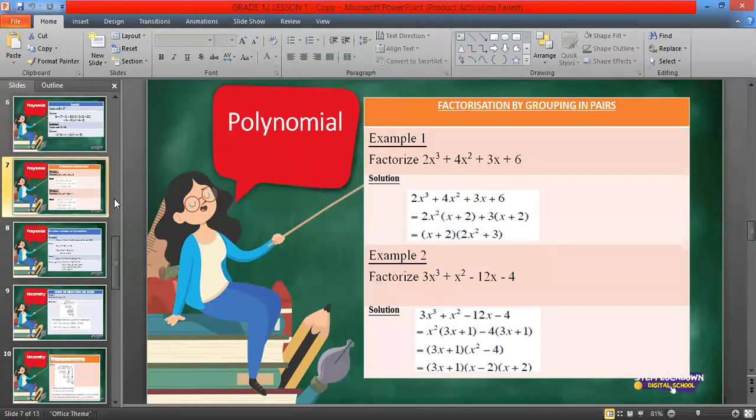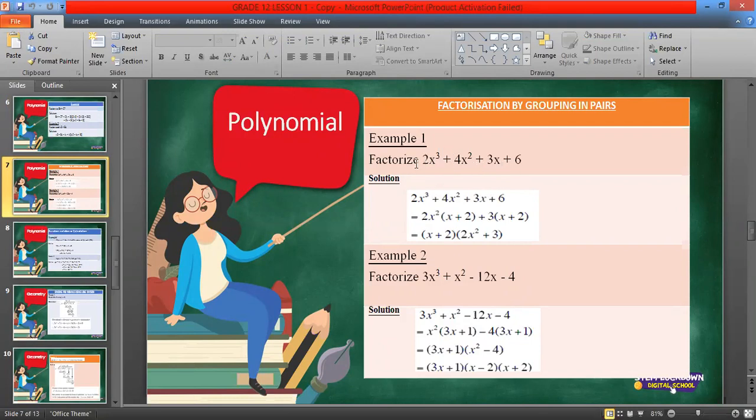Now, next, let's see factorizing by grouping in pairs. So you can have cubic equations like this, for example, 2x cubed plus 4x squared plus 3x plus 6. Factorize this. Right. How do you factorize this? If you look properly here, you're going to see that these have like terms. So if you pair them up, how many terms are there? 4. Right. So it's easy to pair up.